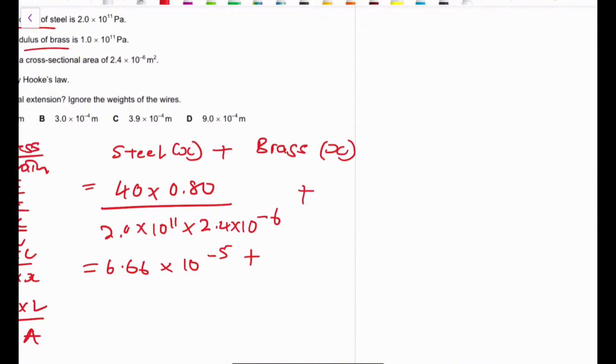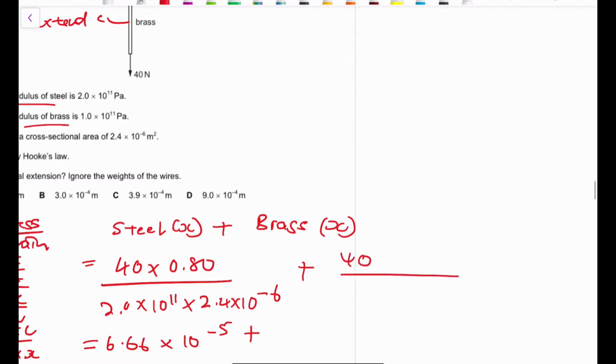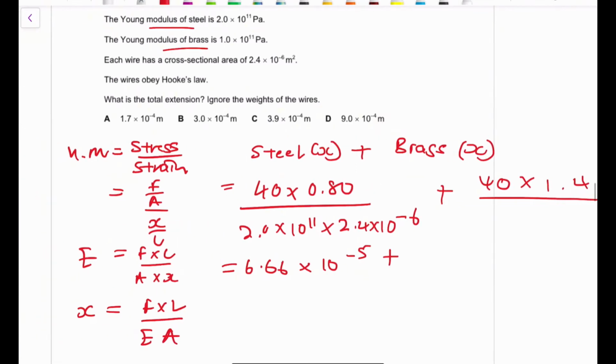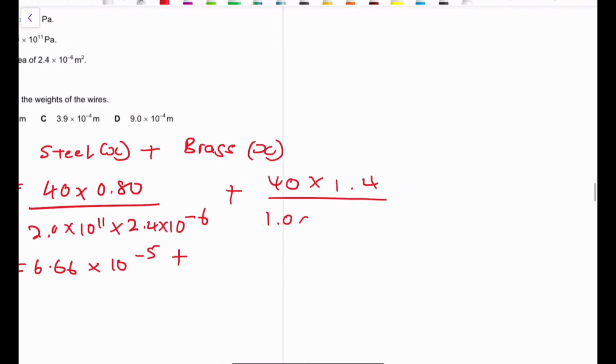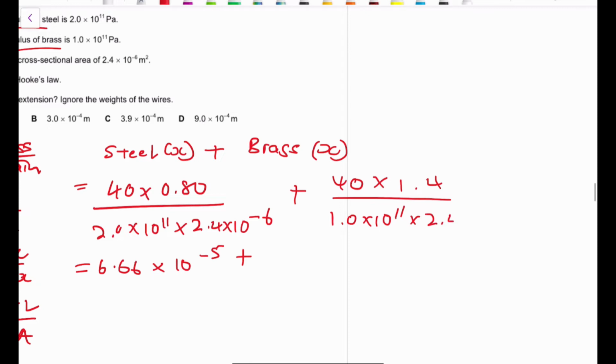Then we're going to add the one for brass. For brass, it's 40 multiplied by the length, which is 1.4. The Young modulus for brass is 1.0 times 10 to the power of 11. So it's 40 times 1.4 over 1.0 times 10 to the power of 11 multiplied by the cross-sectional area, which is 2.4 times 10 to the power of negative 6. It's going to give us an answer of about 2.33 times 10 to the power of negative 4.